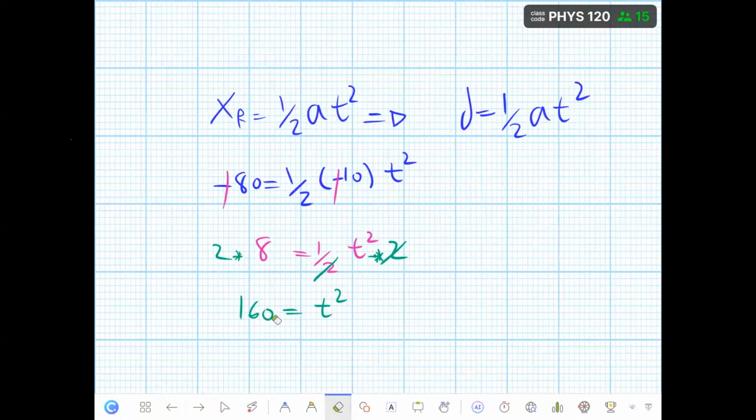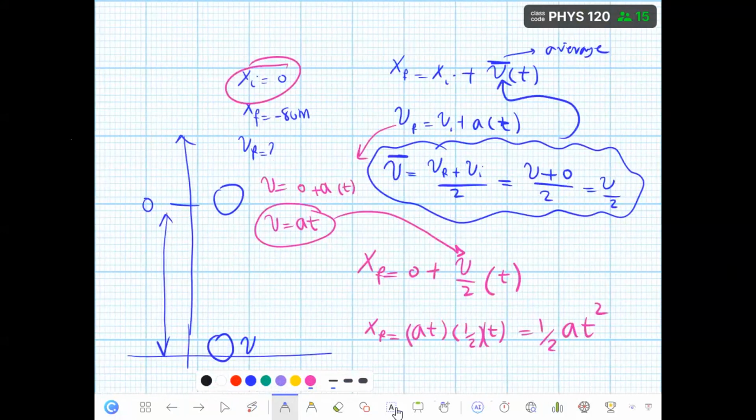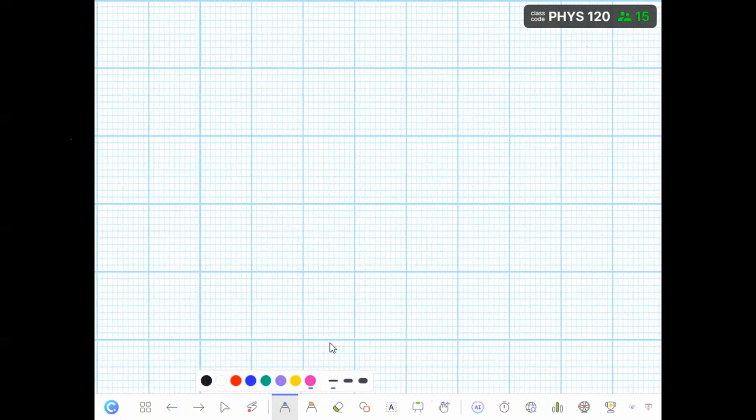So, yes. Good. So right now, what we need to do, because we are supposed to find the time, but this is t squared. What we do, we just take the square root of both sides. Okay, let me just use a different color. I take the square root of both sides. So t is going to be the square root of 16, which is 4. So it takes 4 seconds for the ball to hit the ground. Yeah.